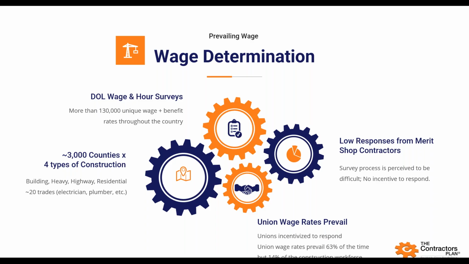Just Google wage and hour survey, and it'll pop right up, and you basically put down the project and the wage rates that you paid and the fringe benefits that you offered and those types of things, and in one page you can fill out the survey. Unions are heavily incentivized to respond, and do respond, because the union fringe benefits go to the union. And so that's why, even though 14% of the construction workforce is union, 63% of the time union wage rates prevail.